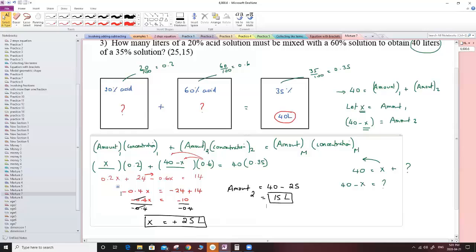And this is how we can solve the problem of mixture with this type of word problem about chemistry, solution and concentration. I hope you understood this lesson.